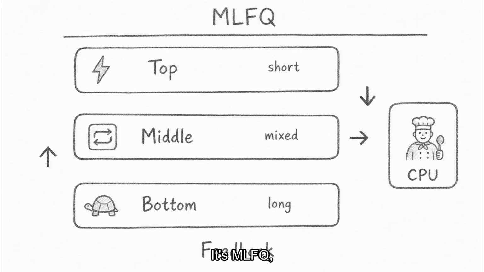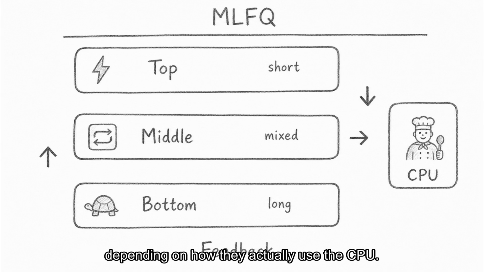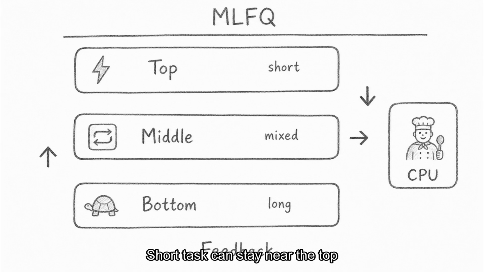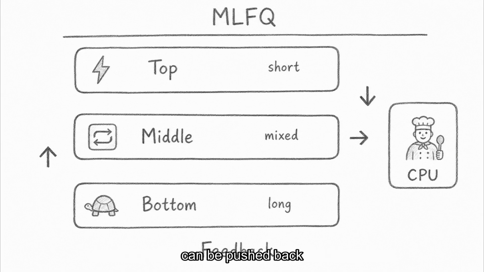It's the MLFQ, multi-level feedback queue. This one lets tasks move up and down between queues depending on how they actually use the CPU. Short tasks can stay near the top and get started quickly, and tasks that hold the CPU for a long time can be pushed back to preserve overall responsiveness.